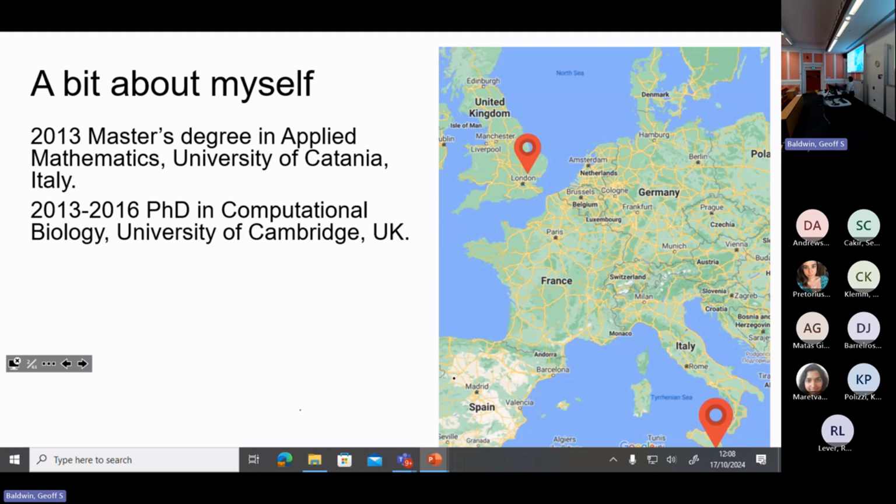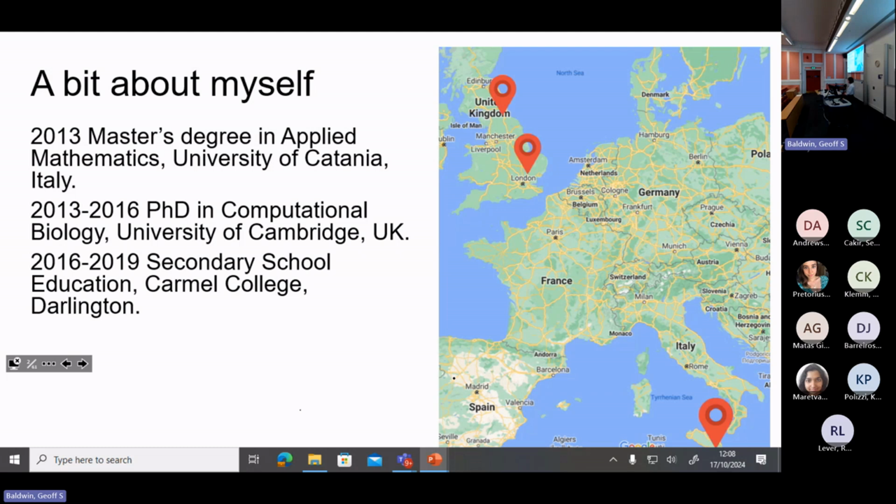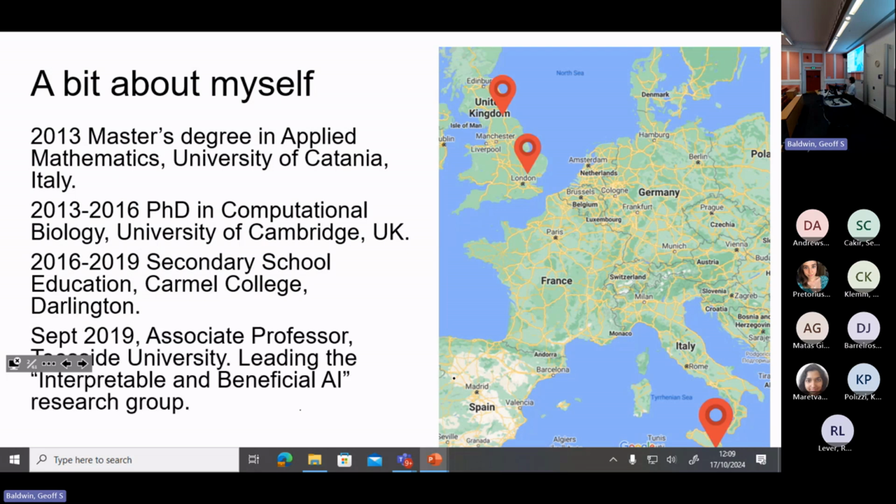That gave me the opportunity to apply my mathematical, statistical, and computational skills to cancer research. After the PhD, I thought I really enjoyed teaching, so I thought, okay, why not change career? I went for 3 years into a teaching career in mathematics, which took me to the north, where I then stayed from 2019 when I joined Teesside University, where I'm now associate professor, and I lead the AI group there.